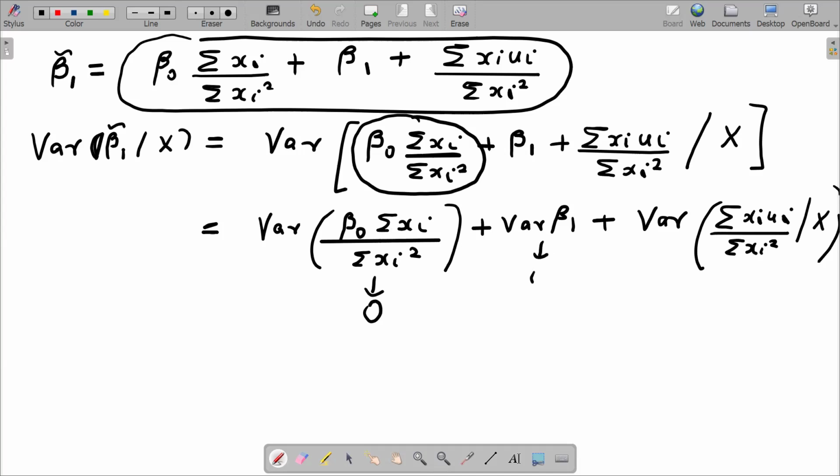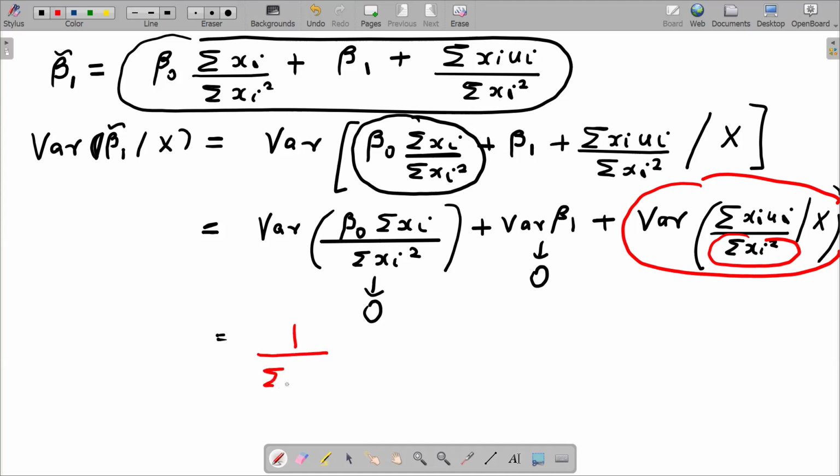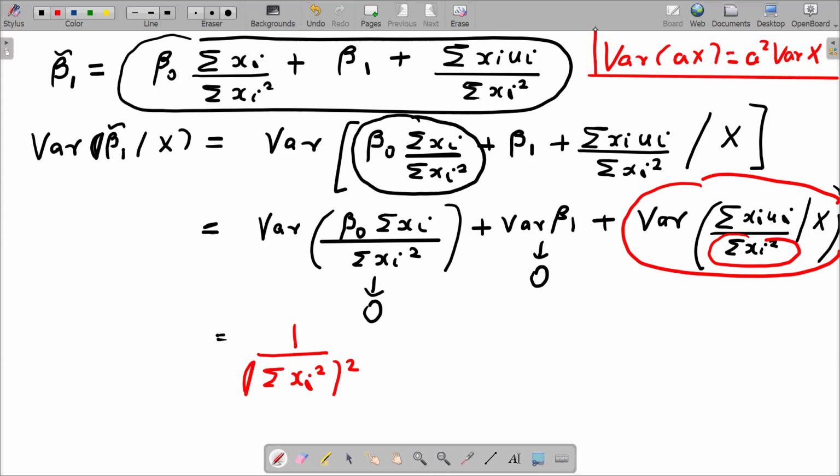Now this is 0, this is 0 because beta naught, beta 1, xi's, these are all constants. Okay. Summation xi and summation xi square are going to be constants because xi's are non-stochastic variables. They take fixed values. There's no probability distribution attached to the xi's, remember. So we are just left with this expression. Now again, summation xi square is a constant. It comes out with a square. So 1 over summation xi square whole square. Recall that variance of ax is a square times variance of x, where a is a constant. In this case, summation xi square is a constant. It comes out with 1 over summation xi square whole square times the variance of the term in the bracket, which is summation xi ui conditional on x.